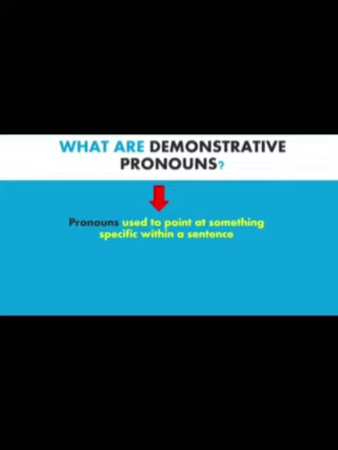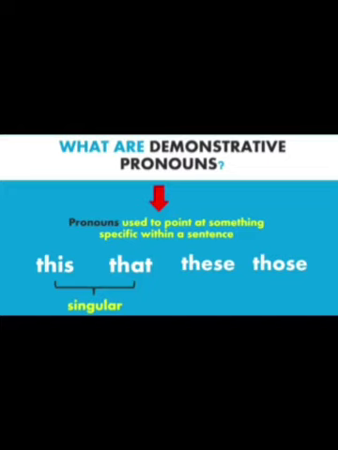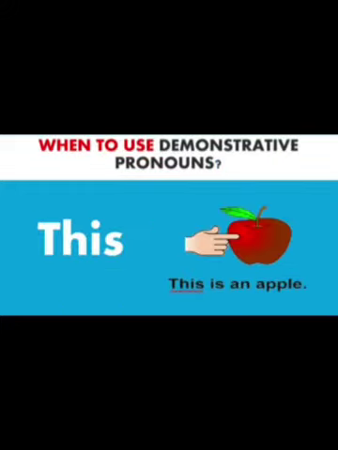What are demonstrative pronouns? Demonstrative pronouns are pronouns that are used to point at something specific within a sentence. For example, this, that, these, those. What makes these four demonstrative pronouns different? Well, this and that are used on a singular noun, whereas these and those are used for plural nouns.